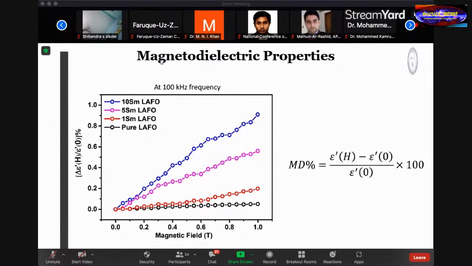In the magnetodielectric properties, we observed that with the application of the magnetic field, the magnetodielectric property was increasing, and we got the highest 0.9% increase in the 10% samarium doped lanthanum ferrite.